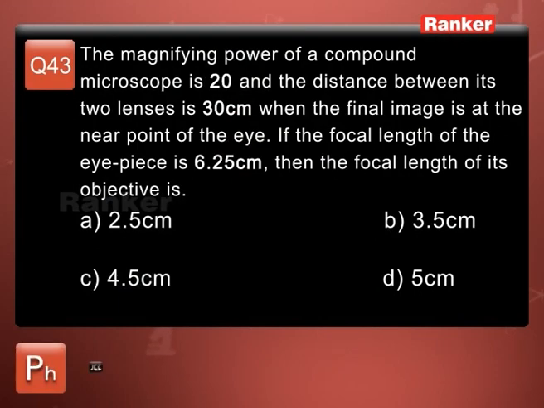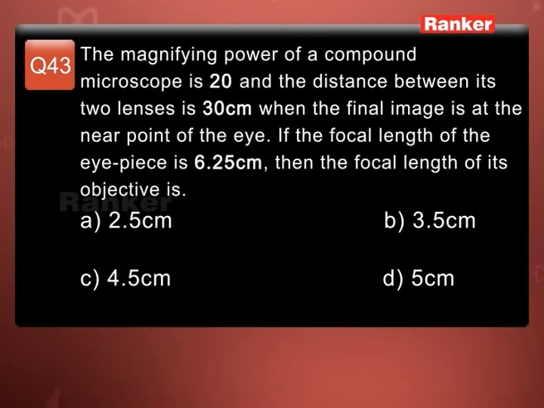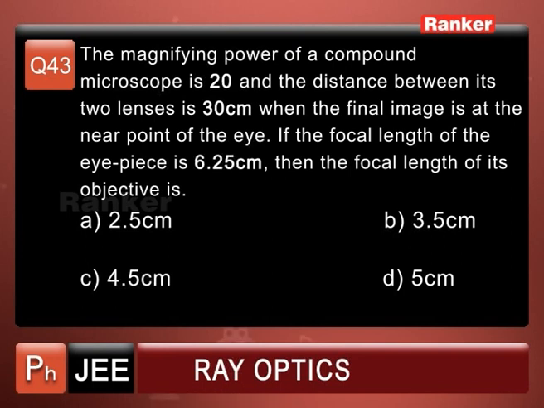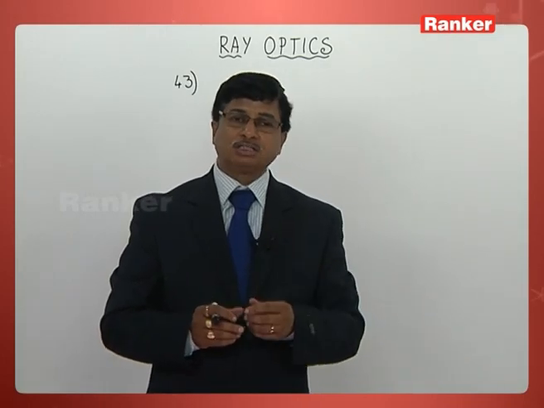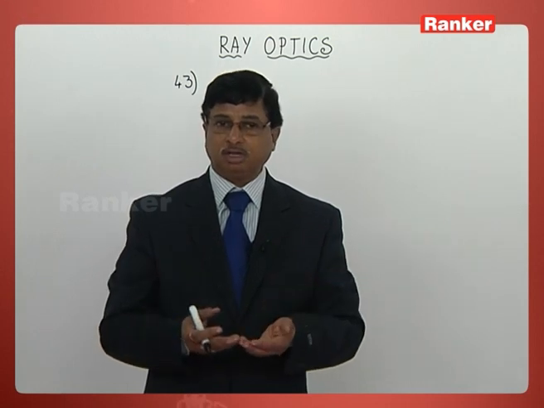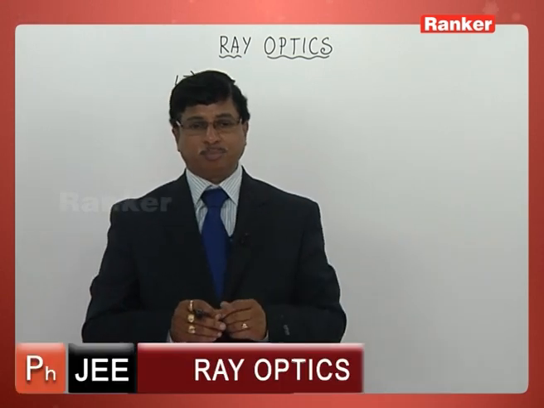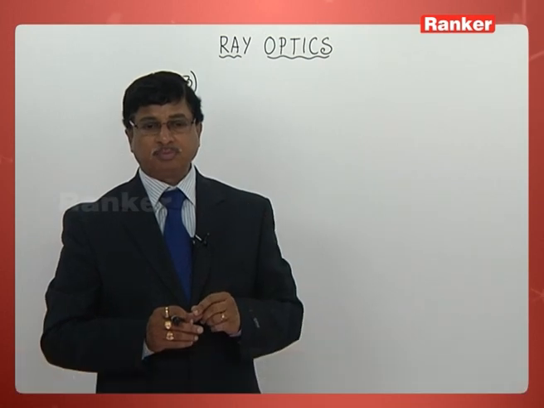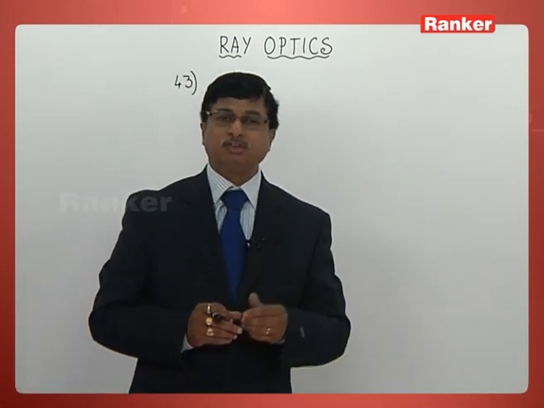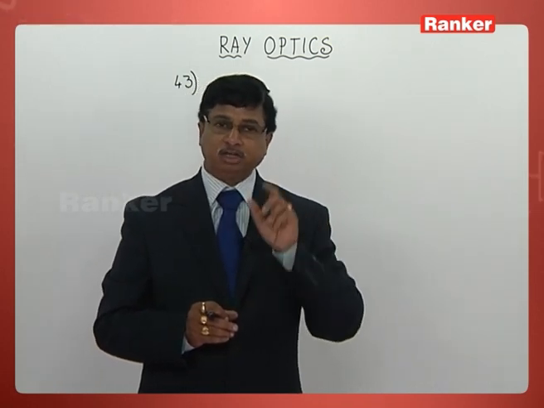But all 4 options are given with values less than 6.25. First option 2.5 centimeter, second option 3.5 centimeter, third option 4.5 centimeter, and fourth option 5 centimeter. So you cannot guess the answer, because all 4 are almost the same, less than 6.25 only. So we just have to work it out. The magnifying power of a compound microscope is 20 and the distance between the two lenses is 30, when the final image is at the near point of the eye.